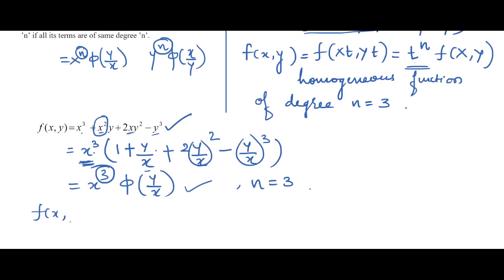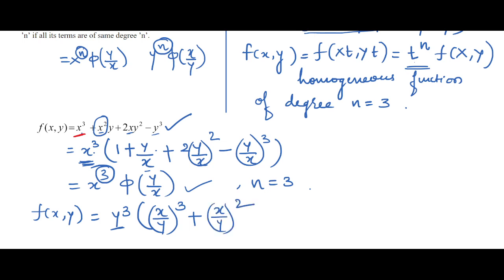Similarly, instead of x cube, if I take the y term as a common term, the highest degree term of y is y cube, so I will take y cube as the common term. Here y cube is not there, so we multiply and divide by y cube. The first term becomes x by y whole cube, plus, dividing by y square, x square by y square, or x by y whole square, plus, taking y cube common, it would be x by y.